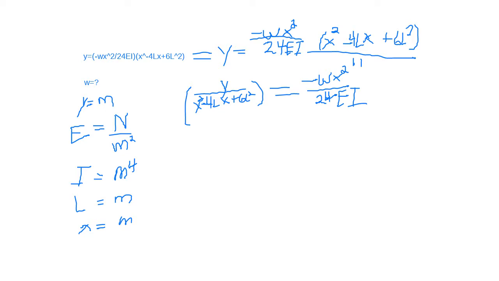All right, so is it right now? Is it correct? Yes. X squared minus 4LX plus 6L squared, all of that is equal to negative WX squared over 24EI. All right, what do we do now? Because we're trying to get W, we're solving for W.